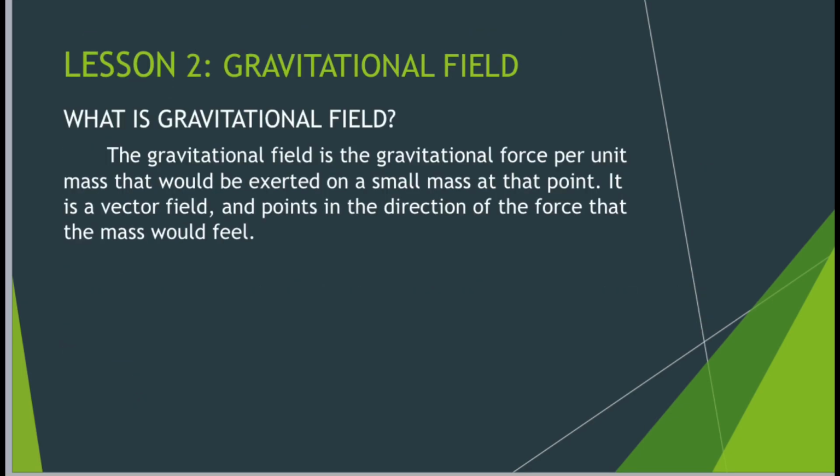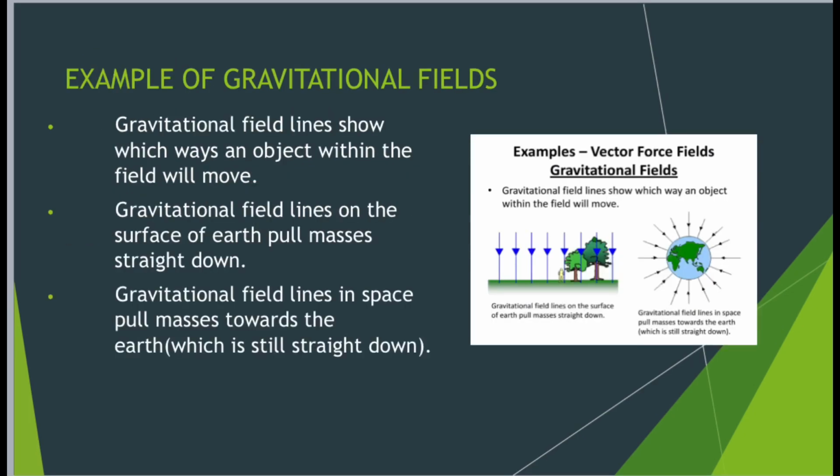Lesson 2. Gravitational field. What is gravitational field? The gravitational field is the gravitational force per unit mass that would be exerted on a small mass at that point. It is a vector field and points in the direction of the force that the mass would feel. Example of gravitational fields.